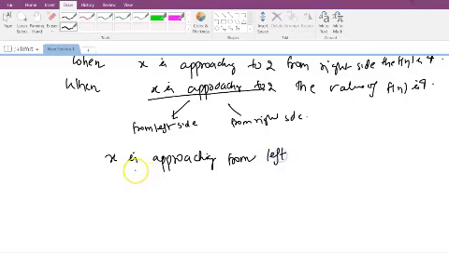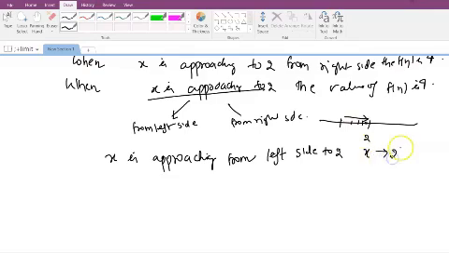So let's first see what it means that x is approaching 2 from the left side. Sorry. So we have this line, and this is the point. So when your x was approaching 2, that is, it was 1, and then 1.5, then 1.9, then 1.9999. So it was always less than 2. So it was approaching from the left side. So your x was approaching 2, but it was always 2 minus something, right? So it was approaching 2 from the left side, and this is your notation.